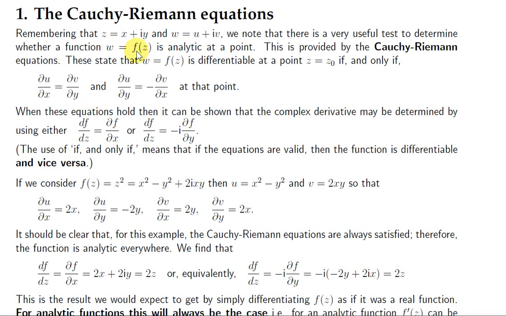In the previous video we saw that when we were dealing with a function of a complex variable z, we called z x plus iy and its image u plus iv. f of z is differentiable at a point z0 if and only if the partial derivative of u with respect to x is equal to the partial derivative of v with respect to y, and the partial derivative of u with respect to y equals minus the partial derivative of v with respect to x.